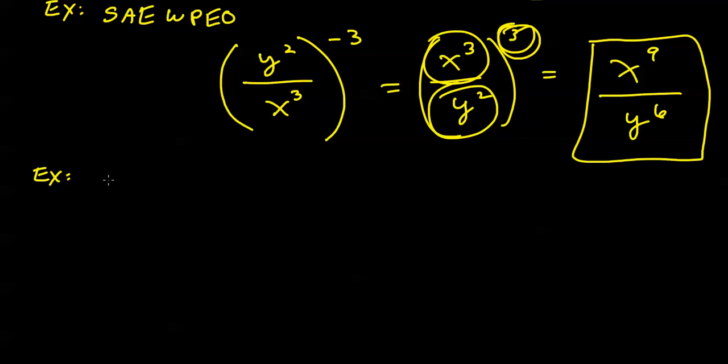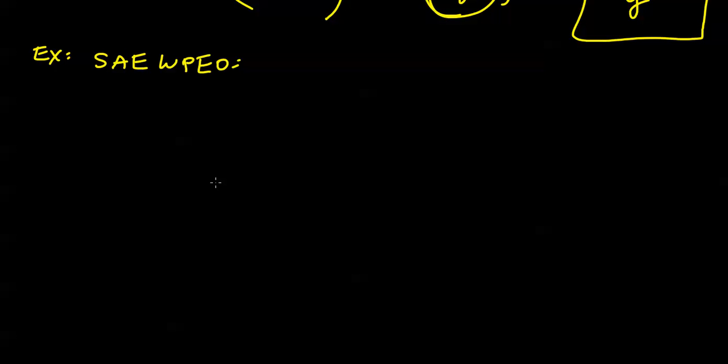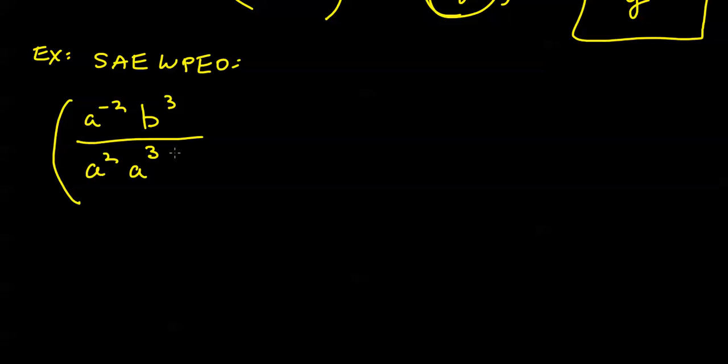One more example for the day. Simplify and express with positive exponents only. And this one's a little nasty, but as you'll see, we can kind of tame things a little bit if we play our cards right. A to the minus 2 times b cubed over a squared a cubed b to the 4th, that entire mess raised to the minus 3 power.